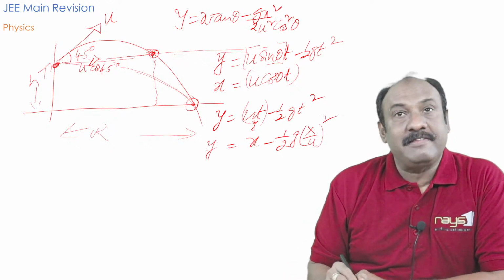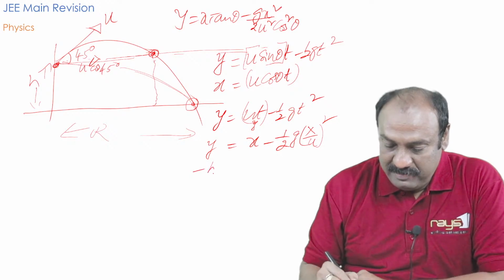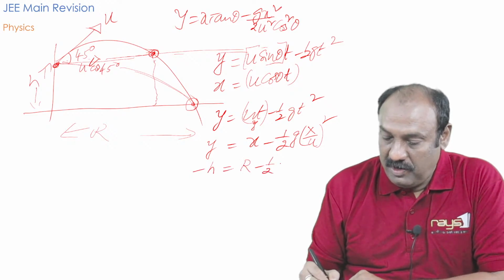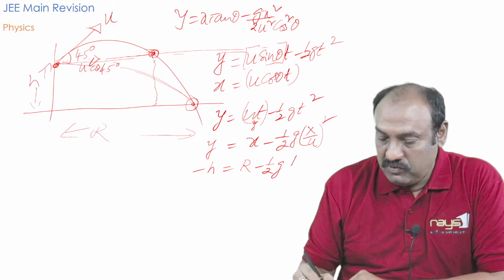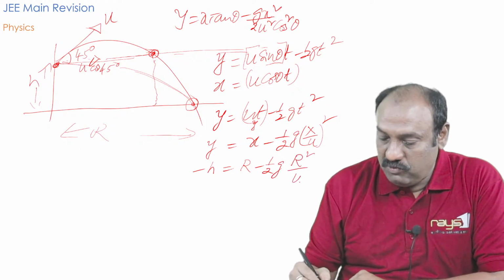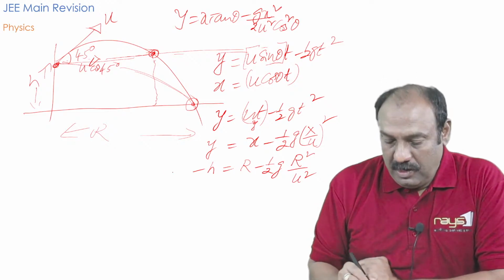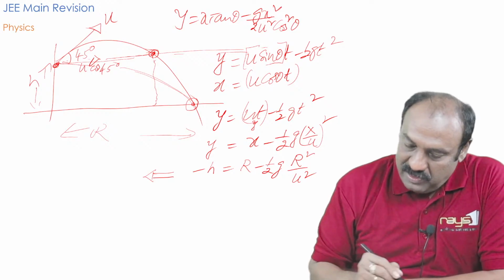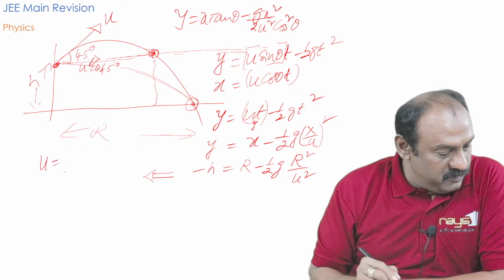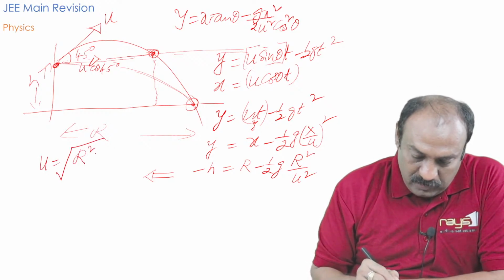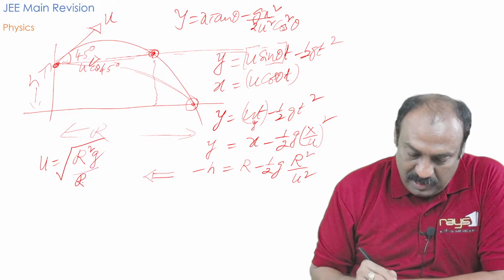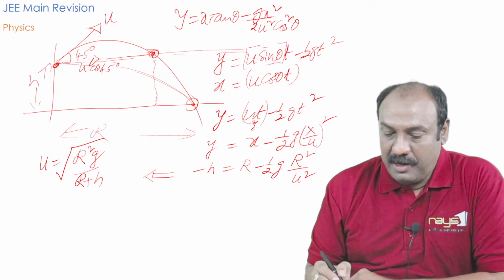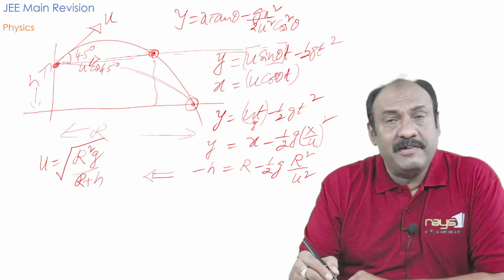But after t seconds, the vertical displacement is minus h, is equal to r minus half g into, in place of x square I write r square by u square. So after doing the calculation, we get velocity u equal to square root of r square g by r plus h. So these are the general equations I have written.